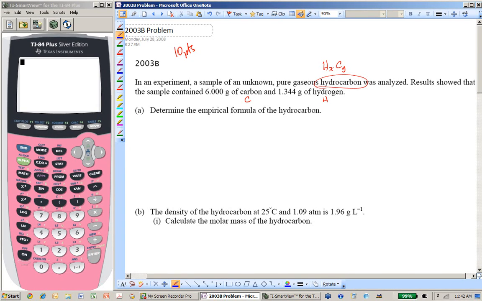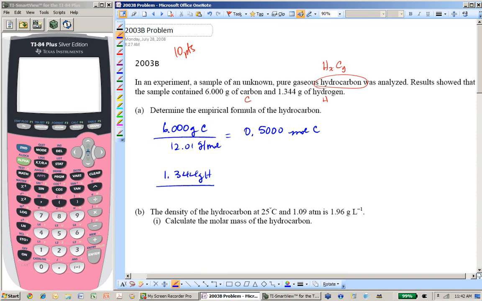Formulas are a mole to mole ratio simplified, since you can't have fractions of atoms. So I've got the 6.000 grams of carbon divided by its molar mass of 12.01 grams per mole equals, that's dang close to a half, isn't it? 0.5000 moles of carbon. I think it may even round to that even if you use the .01, but I'm going to call it 0.5 because that's just awfully close.